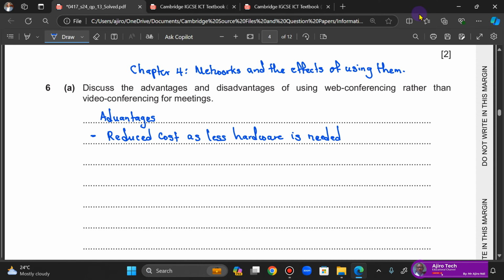And there are fewer issues with lip syncing, because it's not like the mic is here and the webcam is here, all having to be properly connected. So it can lead to fewer issues with lip sync, or any form of video lag. Although it's there, but not as much as you would have with video conferencing.